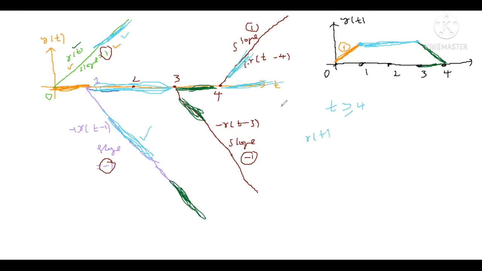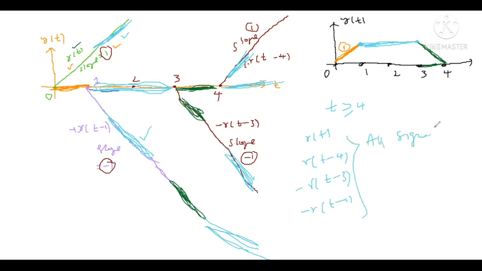For t greater than 4, there exist four signals: r of t, minus r of t minus 1, minus r of t minus 3 and r of t minus 4. All four signals will exist at t greater than or equal to 4, and the resultant signal slope is 1 minus 1 minus 1 plus 1, which gives 0.